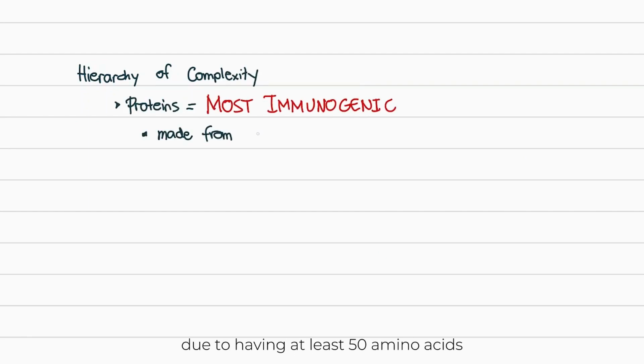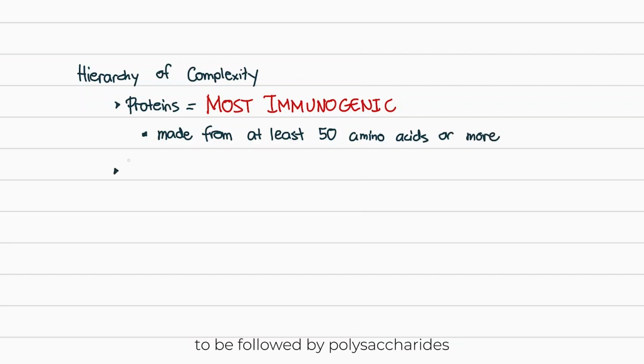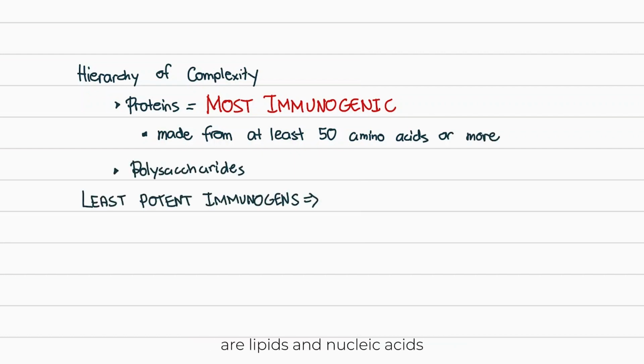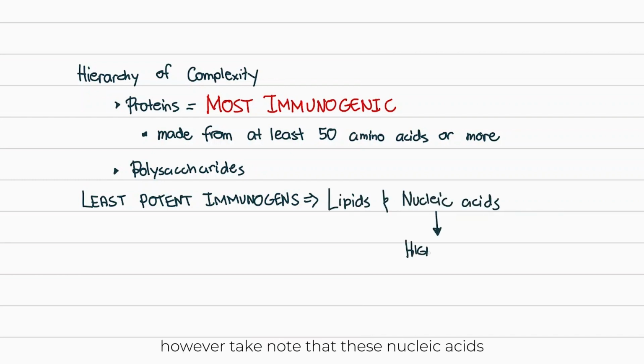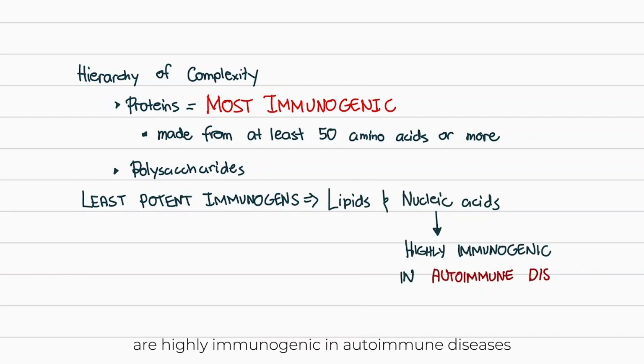As to the order of complexity, we have first the proteins as the most complex due to having at least 50 amino acids, to be followed by polysaccharides. Then the least potent immunogens are lipids and nucleic acids. However, take note that these nucleic acids are highly immunogenic in autoimmune diseases.